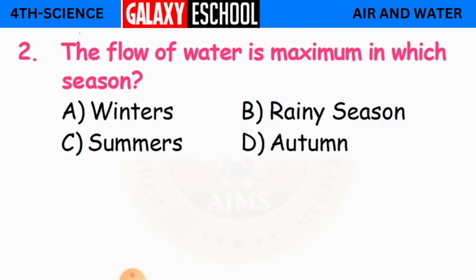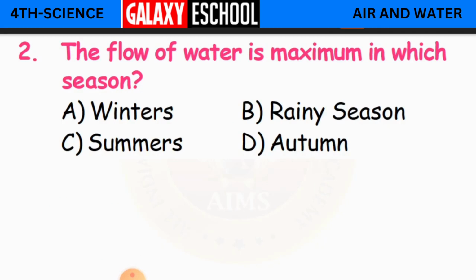Clear? Now the second question, the flow of water is maximum in which season? So when can we see much water flowing in the water bodies? Okay, when is it? In winters, rainy season, summers or autumn? So obviously it is in rainy season. Children, because of rains we get more water and water is going to flow in large amount.